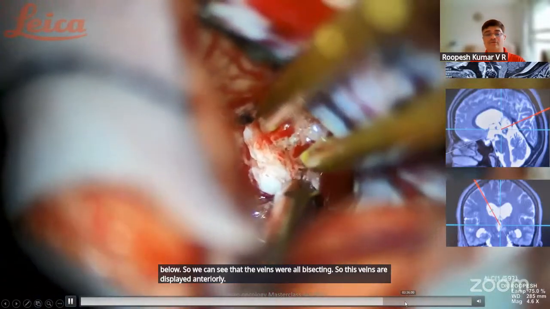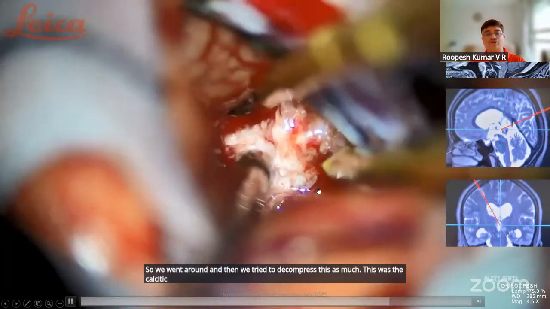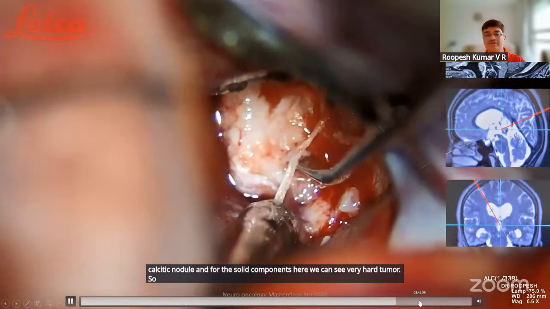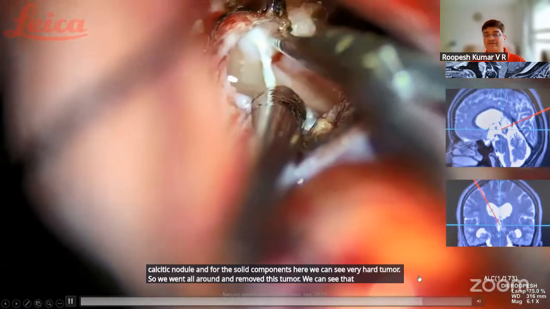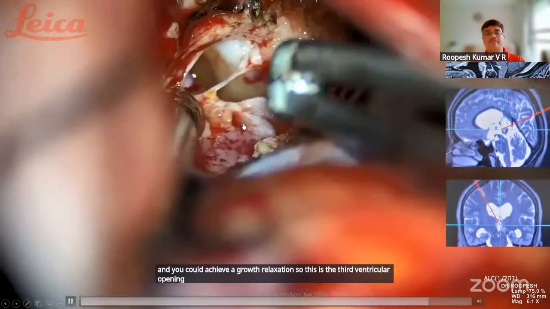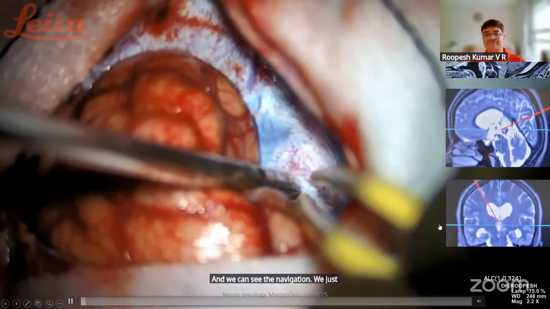So we went around, and then we tried to decompress this as much as possible. This was the calcific nodule, and further solid components here, we can see, very hard tumor. So we went all around and removed this tumor. We could achieve a gross total excision. This is the third ventricular opening after removal of this tumor, and we can see the navigation. We just kept confirming ourselves with the navigation.